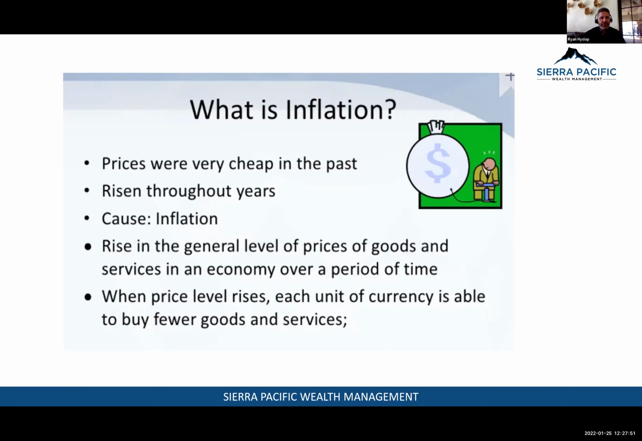So again, we discussed inflation. Just one more way to look at it. Prices were cheap in the past. They rise through the years, causing inflation, the rise in the general level of prices of goods and services in an economy over a period of time. When price levels rise, each unit of currency, each dollar, is able to buy fewer goods and services. Next slide.